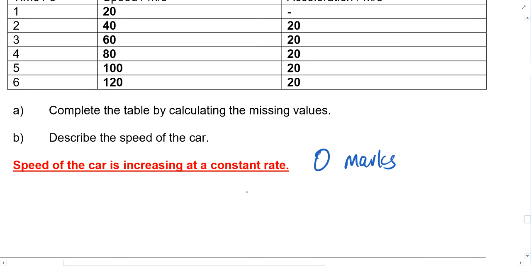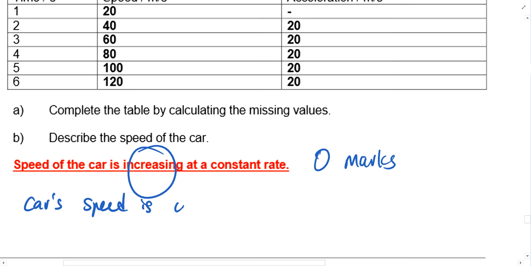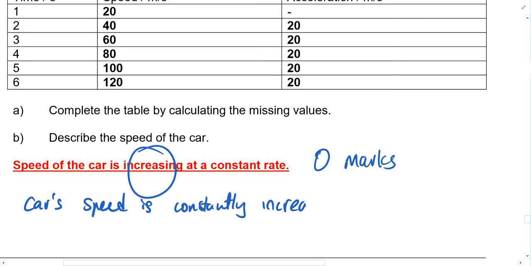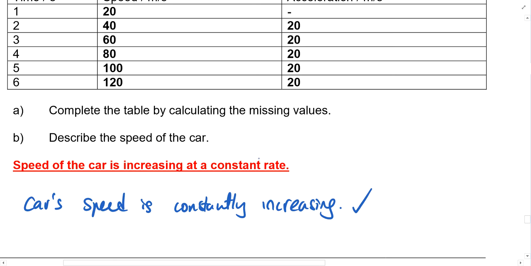Okay? You are expected to say the speed of the car is increasing at a constant rate. Yes, you need to say increasing. Otherwise, the speed of the car is constant rate, cannot be. Okay, car's speed is constantly increasing. Also accepted. Any other variation you want me to check?